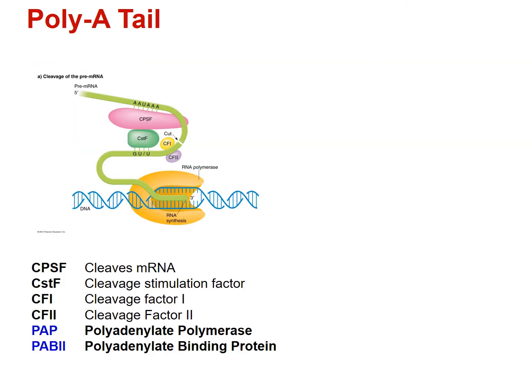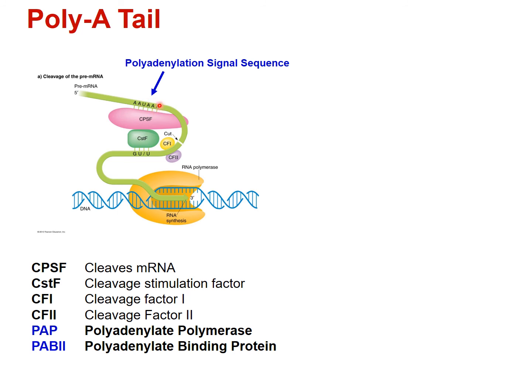Okay, so the last modification we're going to talk about here is the adding on of a poly A tail. We've talked about how the RNA polymerase can come through and make this RNA. Here's the RNA in green. It comes through and synthesizes it. There's a sequence that indicates that the message needs to be polyadenylated, and I'll talk about what that means in a moment.